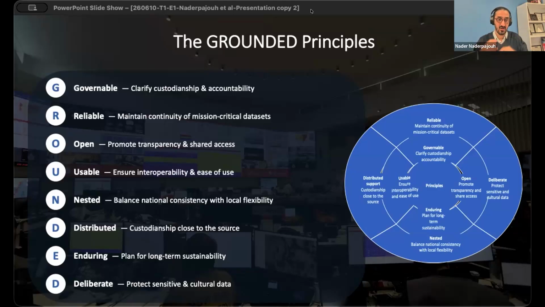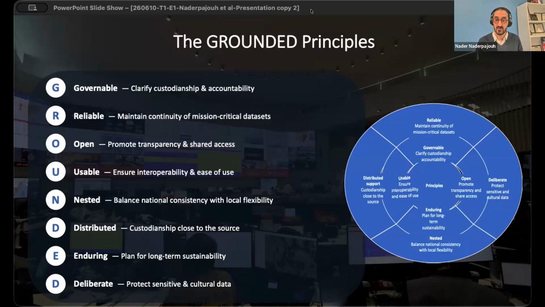You can see the tension coming here between privacy and openness and transparency. Should be usable across jurisdictions with different systems that we are having, and we can plug it into multiple systems that are working in different agencies. Should be nested, the balance between national level and local one, which I will touch on in the last slide. Should be distributed, so custodianship should be close to the source to make sure we also get the contextual understanding that might be missed at the national level data.